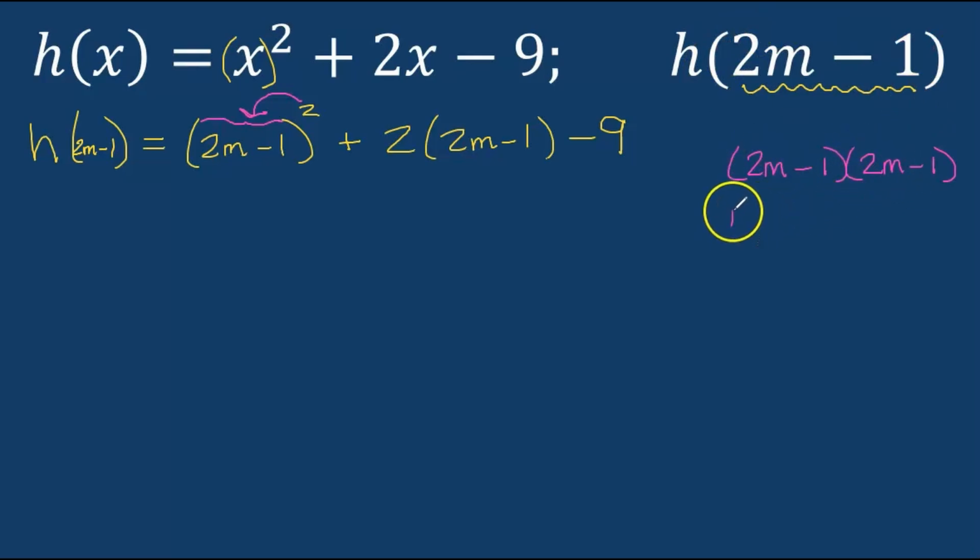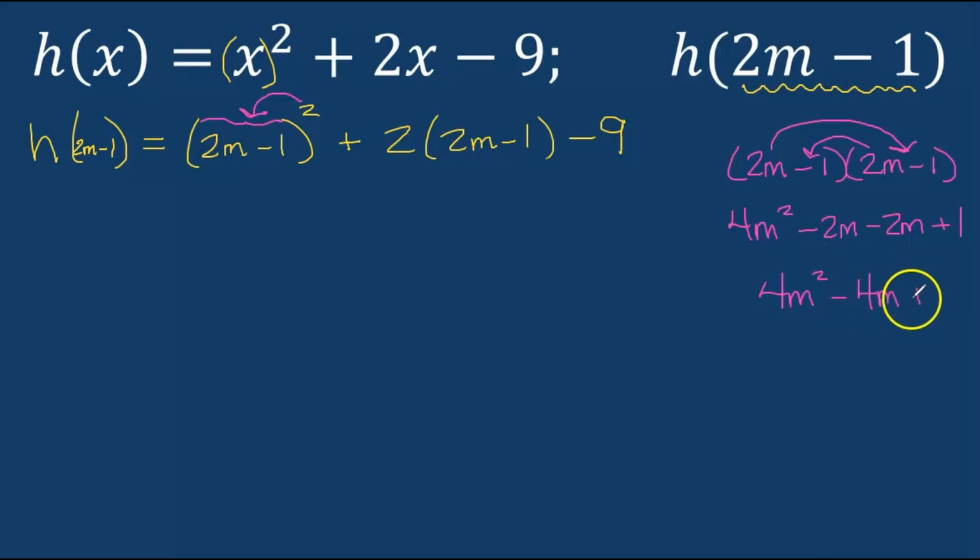2m times 2m is 4m squared. 2m times negative 1 is negative 2m. 2m times negative 1 here is negative 2m. And negative 1 times negative 1 is positive 1. So we're going to combine that together to make negative 4m in the middle. If this was at all confusing, you're going to want to watch my video on multiplying binomials as part of quadratics and factoring. Now we're going to go ahead and plug this in.